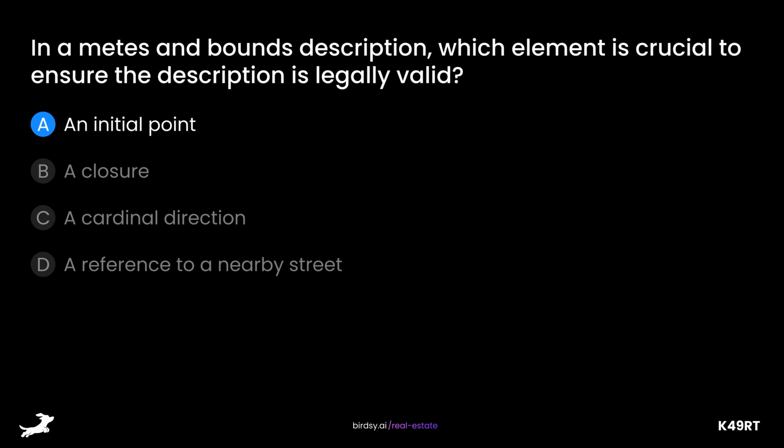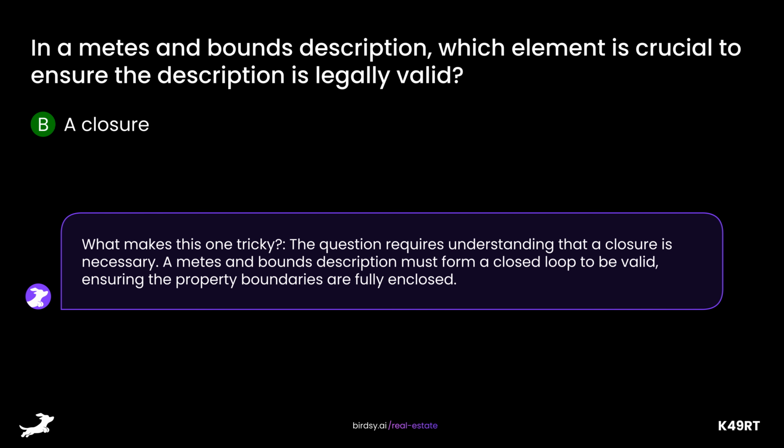In a meets and bounds description, which element is crucial to ensure the description is legally valid? Is it A, an initial point, B, a closure, C, a cardinal direction, or D, a reference to a nearby street? The answer is B, a closure. What makes this one tricky? The question requires understanding that a closure is necessary. A meets and bounds description must form a closed loop to be valid, ensuring the property boundaries are fully enclosed.